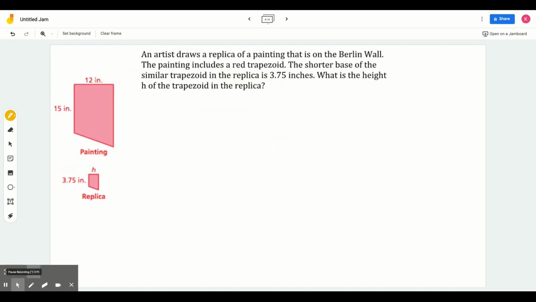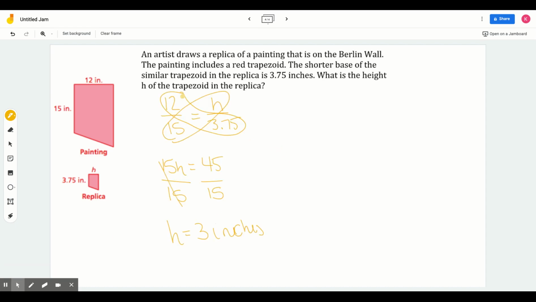We are going to use the same method as the last two problems in this problem here. It says an artist draws a replica of a painting that is on the Berlin Wall. The painting includes a red trapezoid. The shorter base of the similar trapezoid in the replica is 3.75 inches. What is the height of the trapezoid in the replica? Go ahead and set this one up and try to solve now.